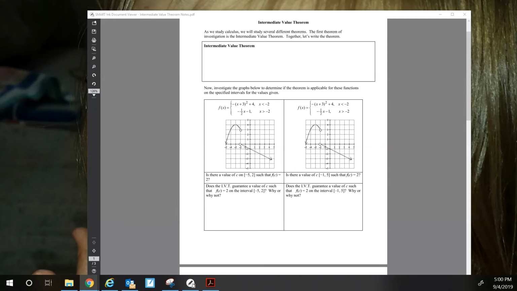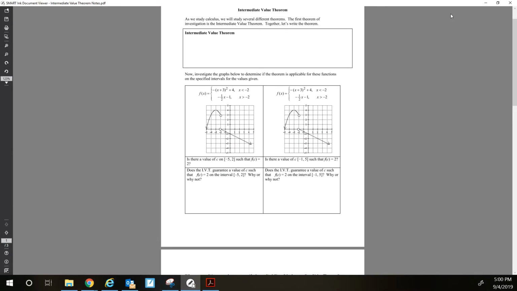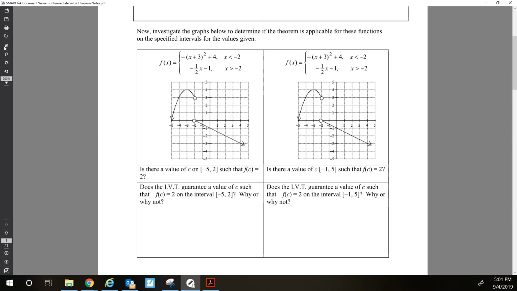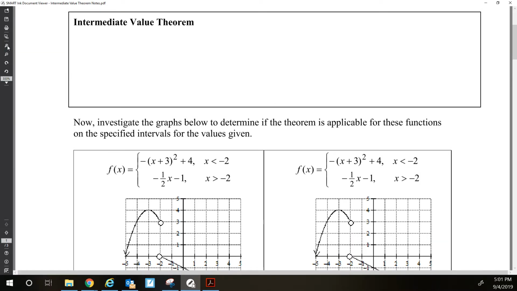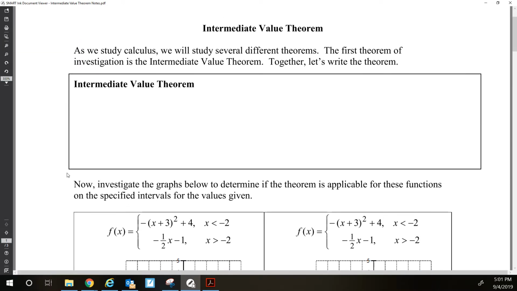Calculus. We are going to do the intermediate value theorem today. I almost said international value theorem. All right, for the intermediate value theorem, we've got a couple of different theorems that we learn in calculus. The first of which that we're going to explore is the intermediate value theorem.